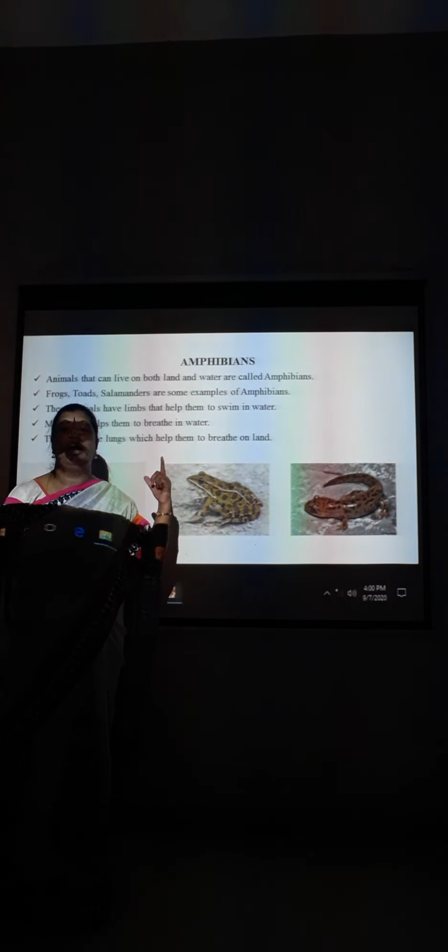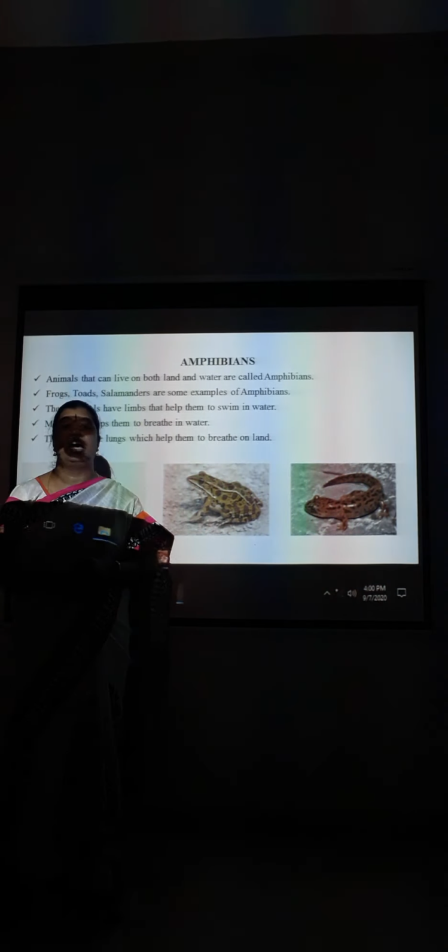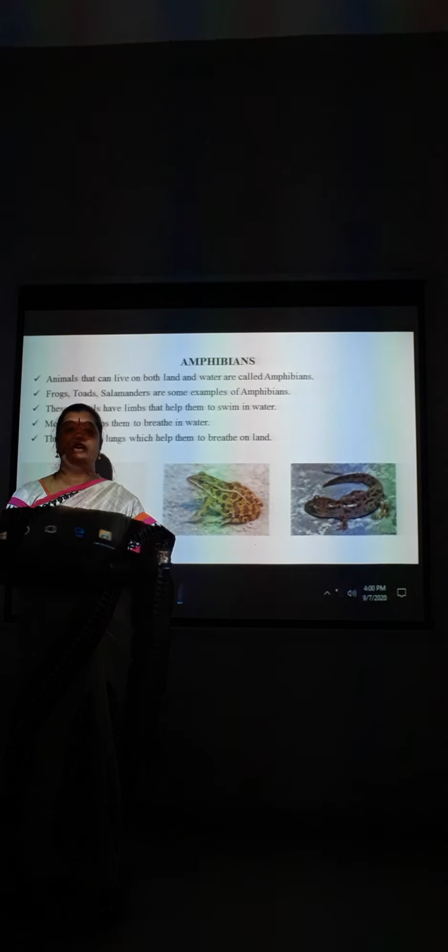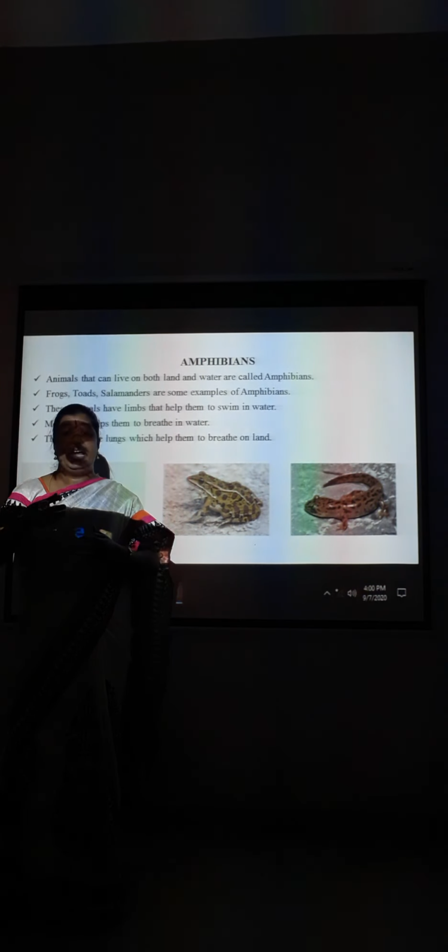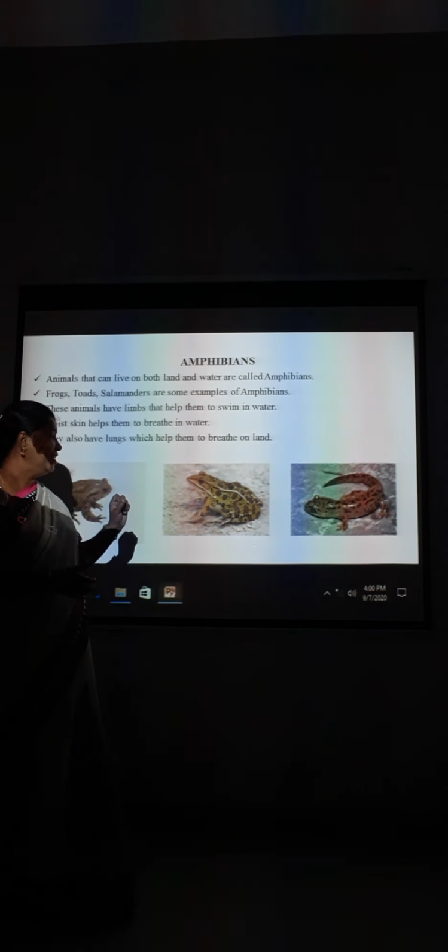Now, next is amphibians. The third one is amphibians. Animals that can live on both land and water are called amphibians. So, what are amphibians? These are animals that can live both on land as well as in water. The best example, can you tell me? Yes, frog. A frog is such a wonderful animal which we generally see living on land as well as in water. Frogs, toads and salamanders are some examples of amphibians.